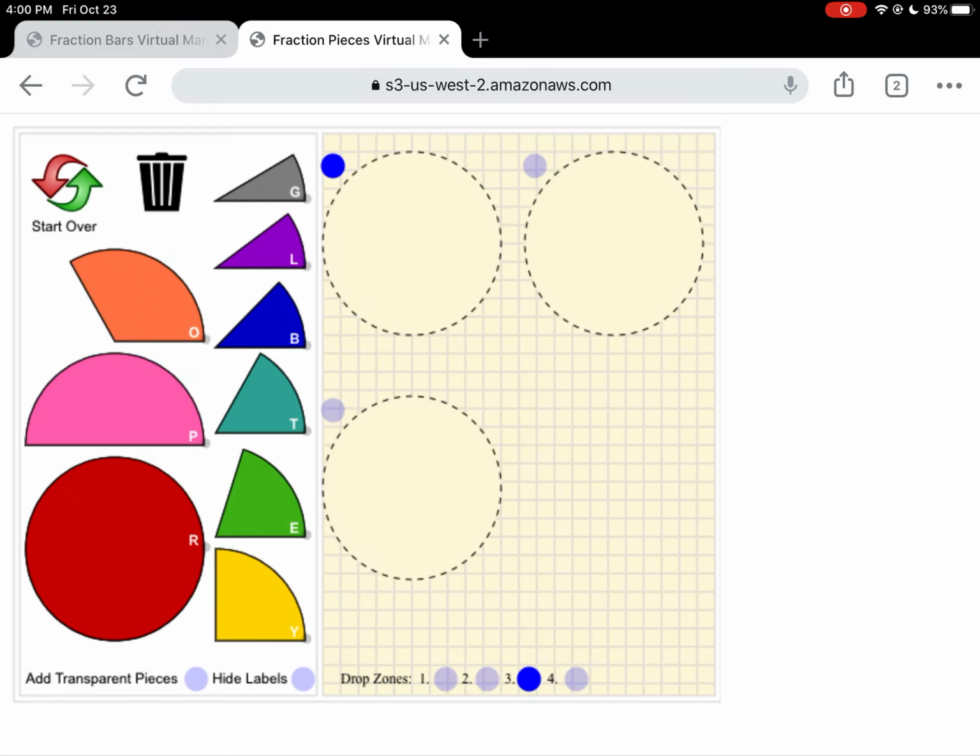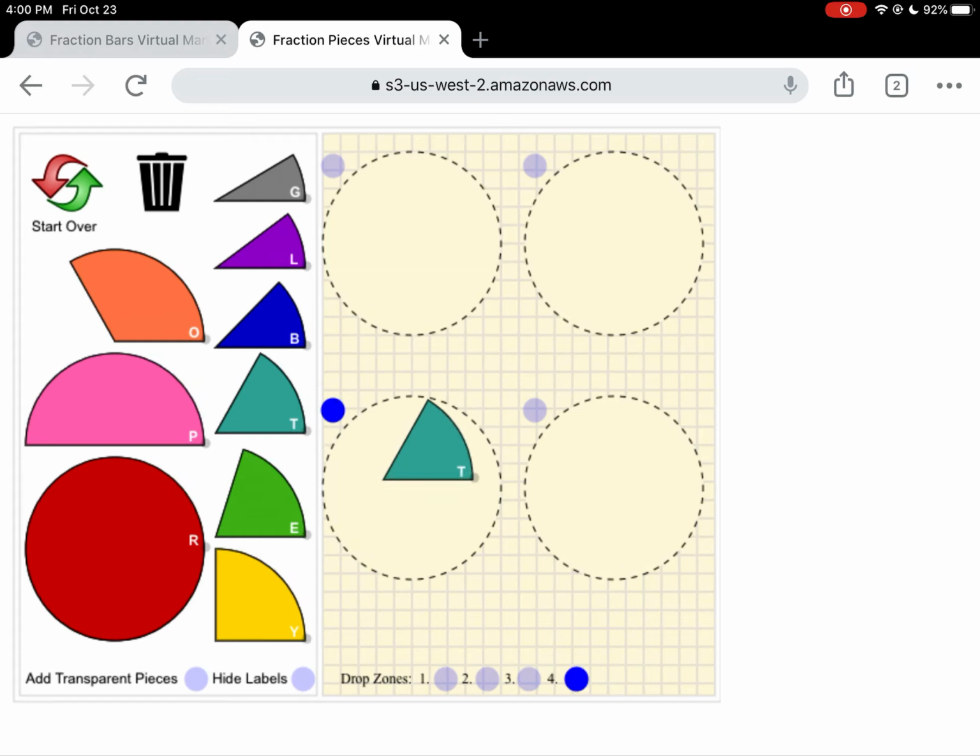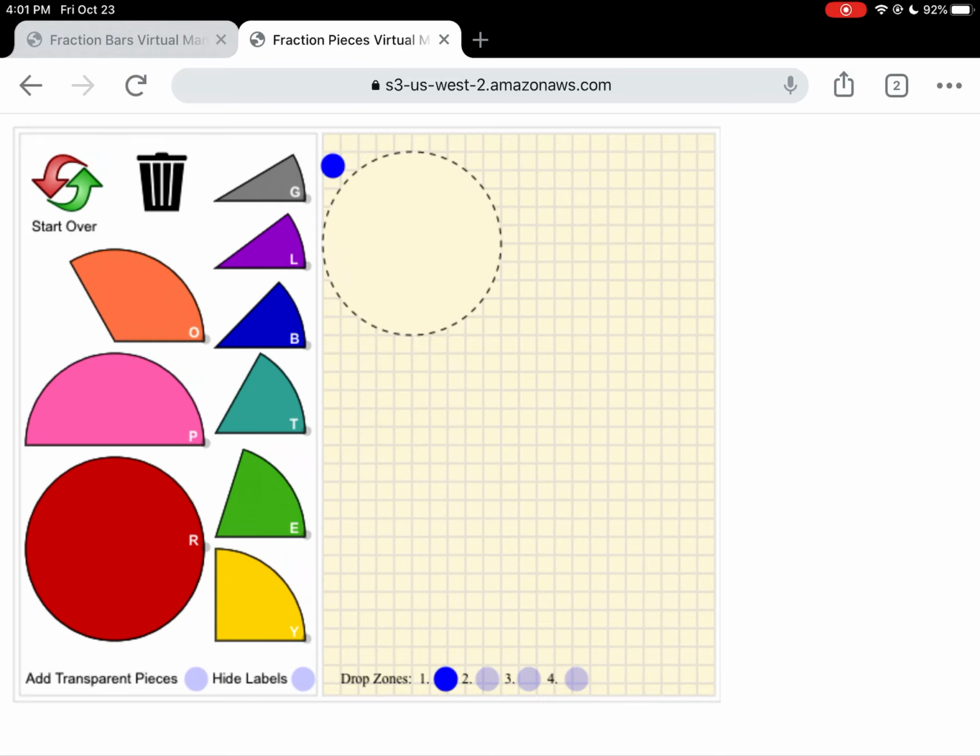Okay, the drop zones just tell you how many different circles you can be working with: 1, 2, 3, or 4. Right? You can say, if I click on this one and tap this, it drops that pie wedge over there. If I want to remove it, just drag it to this trash can symbol. So how many drop zones do you want? Do you want just one? I guess I had to click on that top left and then click on that one. And we have just one drop zone.